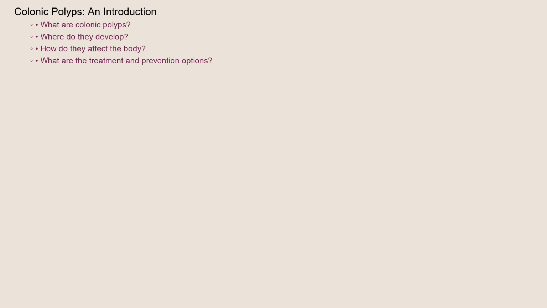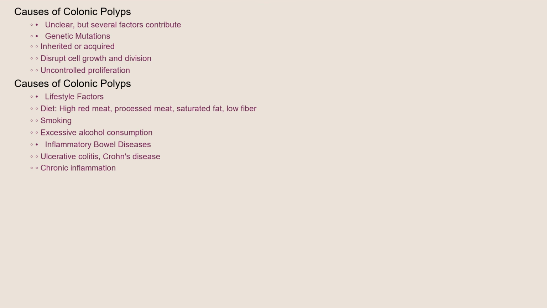Welcome to today's educational video, where we'll be exploring colonic polyps, growths that develop on the inner lining of the colon or rectum. We'll delve into what causes them, how they affect your body, and what can be done to treat and prevent them. The exact cause of colonic polyps is not fully understood, but several factors are believed to play a role. Genetic mutations, either inherited or acquired over time, can disrupt the normal cell growth and division process in the colon lining.